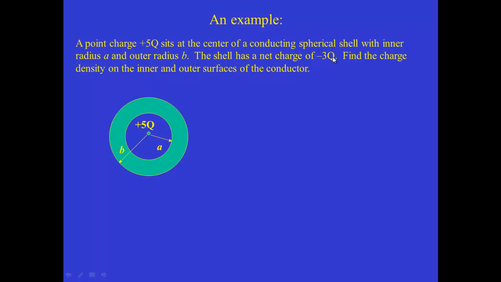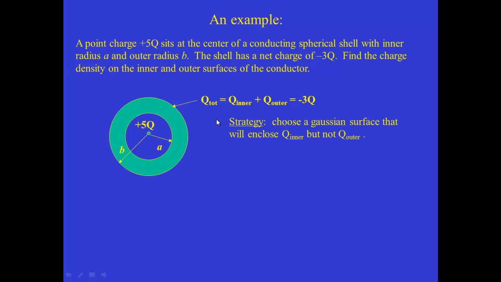So we can take that total charge, negative 3q, and say that of that total charge, some of it will be on the inner surface and some of it will be on the outer surface. Together, they add to negative 3q. All right, that's our starting point. The strategy for enabling us to solve for q inner and q outer is to choose a Gaussian surface that distinguishes between them. In other words, a Gaussian surface that will enclose one of those charges, but not the other one.